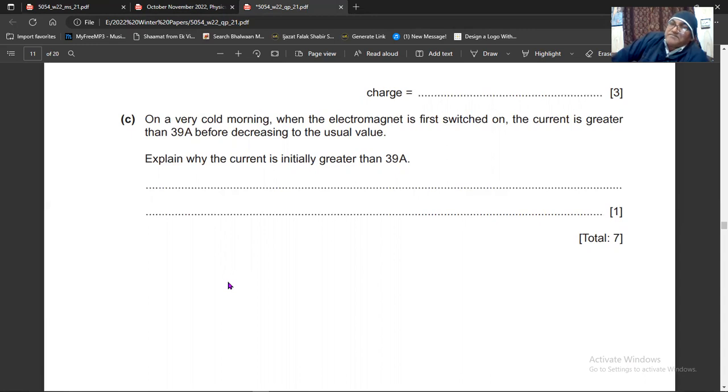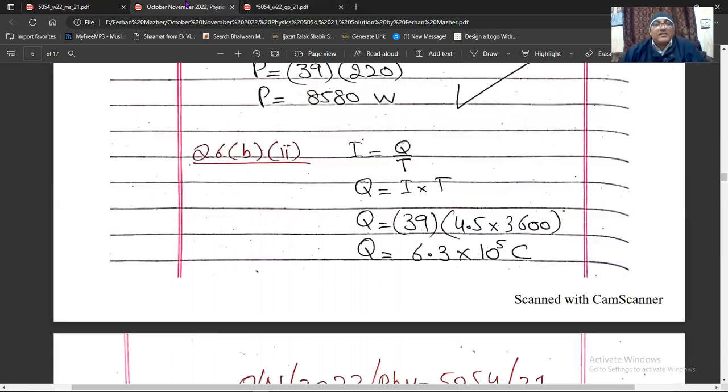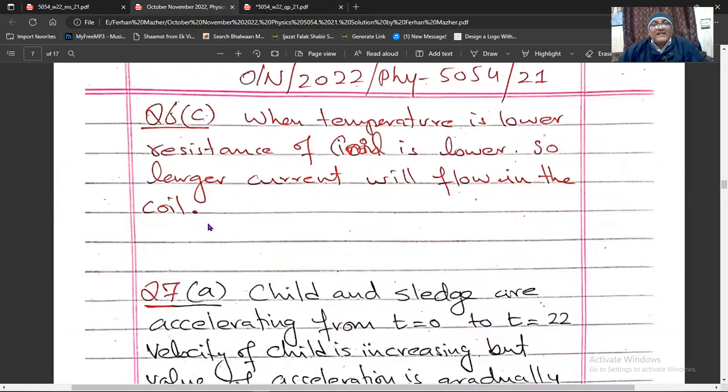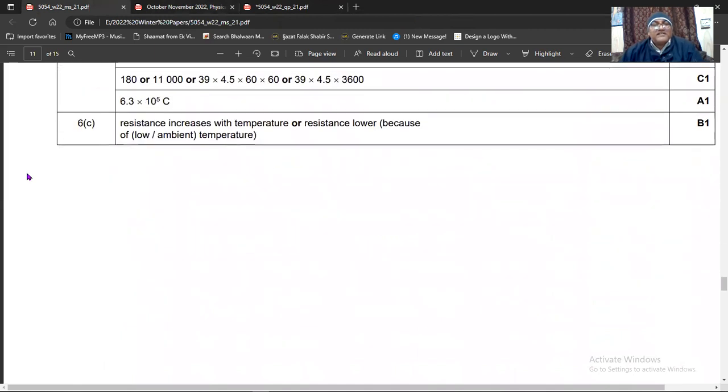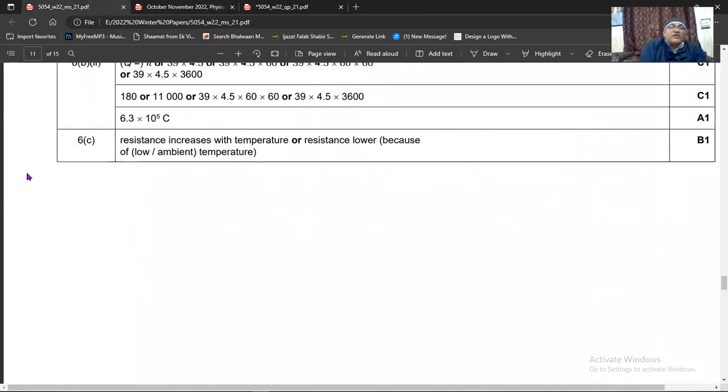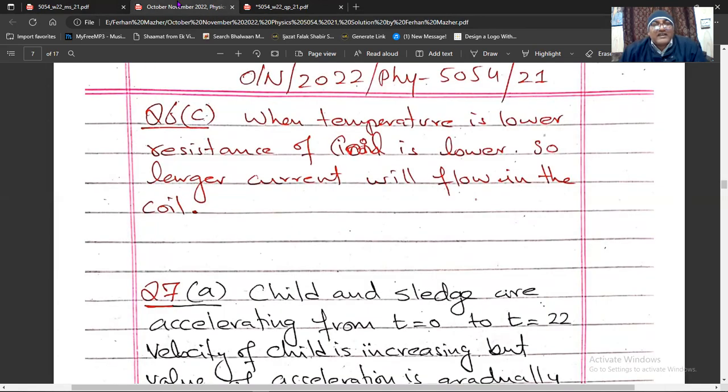But as the crane starts work, or the temperature rises during the day, the resistance also rises and the current will come down to 39 ampere. So when the temperature is lower, the resistance of the coil in the electromagnet is lower. So a larger current will flow in the coil. Resistance increases with temperature, and resistance is lower because of the low ambient temperature. So I hope you understand. Our answer is right.